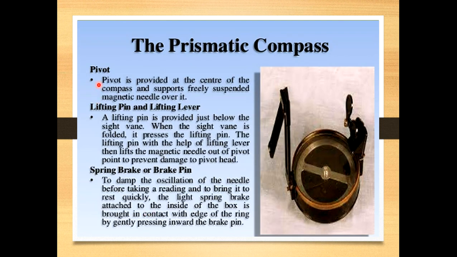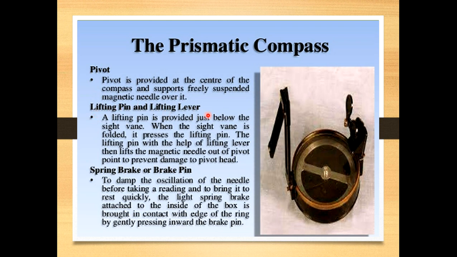The next part is the pivot. So this portion is the pivot. Pivot is provided at the center of the compass and supports the freely suspended magnetic needle over it. So pivot is the component at the center, an internal component of the compass, and this supports the freely suspended magnetic needle over it. This is the internal pivot and this is the external pivot.